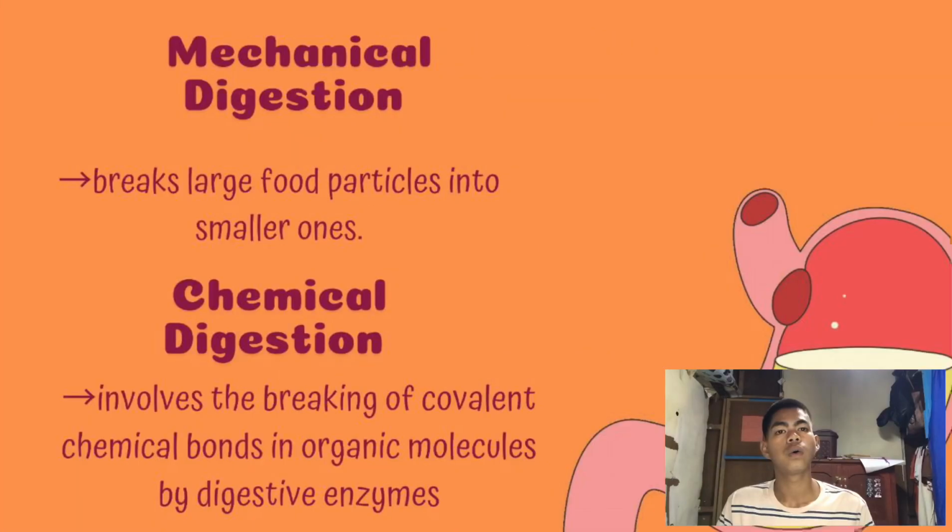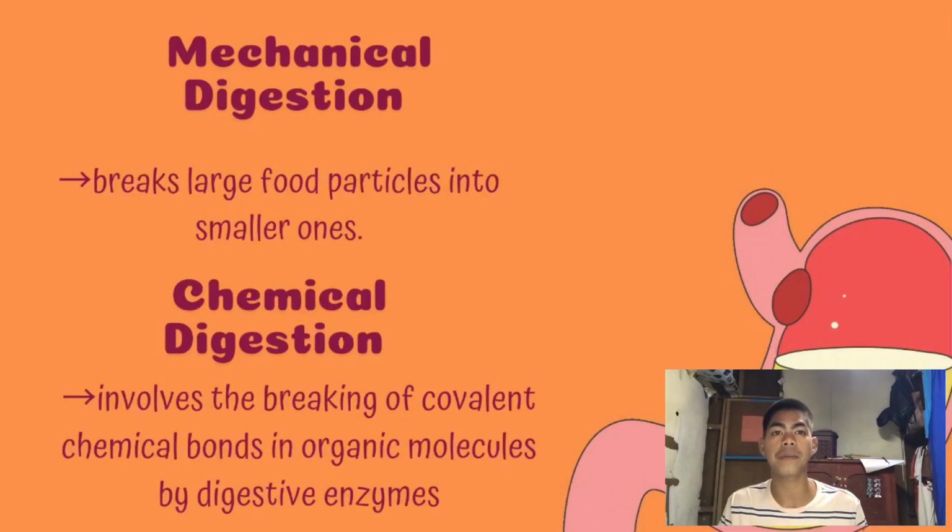So what is mechanical digestion? It happens when food is physically broken down into smaller parts or smaller pieces. For example, it starts in our mouth. When we chew food like rice or meat, our teeth help crush it into smaller bits.